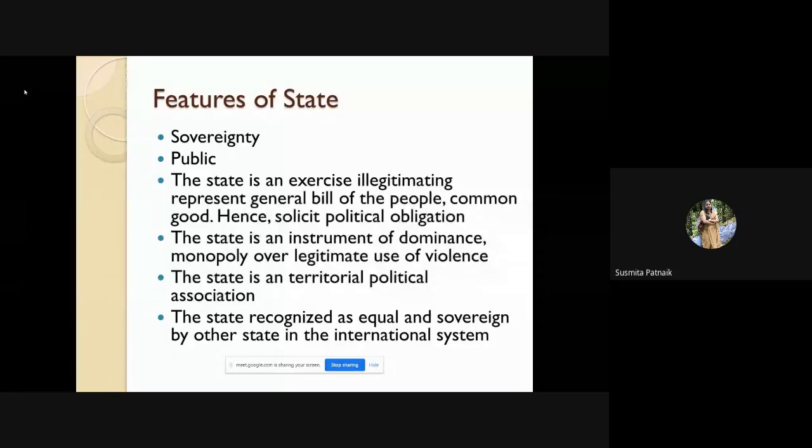The next one is that the state is a territorial political association. We know that territorial means what? There will be a certain type of political system, and the political system is within the boundary of the state.